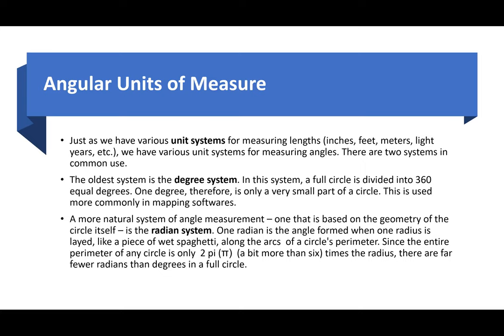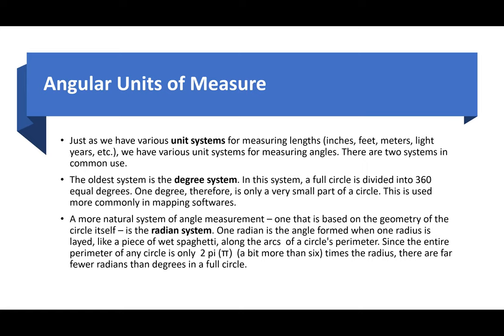There are two systems in common use. The oldest system and the one that's more commonly used is the degree system. In this, a full circle is divided into 360 equal degrees. One degree, therefore, is only a very small part of the circle. It's used more commonly in mapping software. So again, the degree system is what you may encounter more often as kind of a default within the GIS or the internet mapping technology that you're working with.